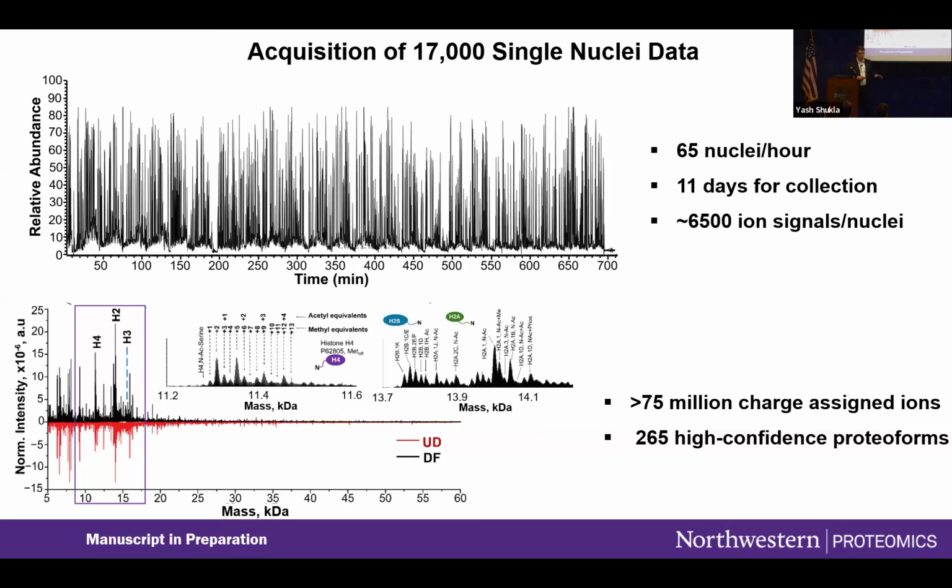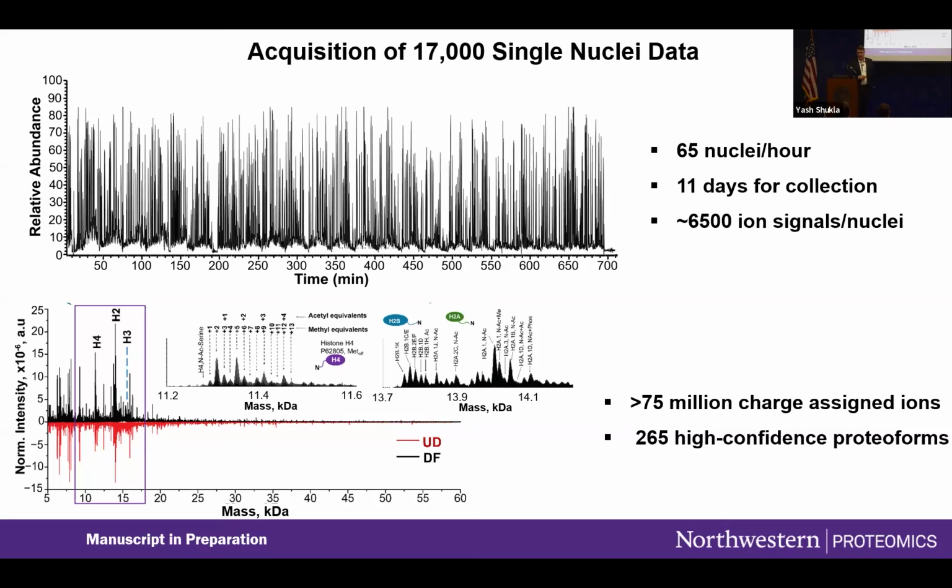Now, there's a lot we can do with this data. The first thing we'll do, though, is take everything aggregated together to see what we have present. We are using an intact mass tag approach. So across these 17,000 single nuclei, we have greater than 75 million charge-assigned ions in this butterfly plot that we'll make. Undifferentiated is in red, differentiated is in black.